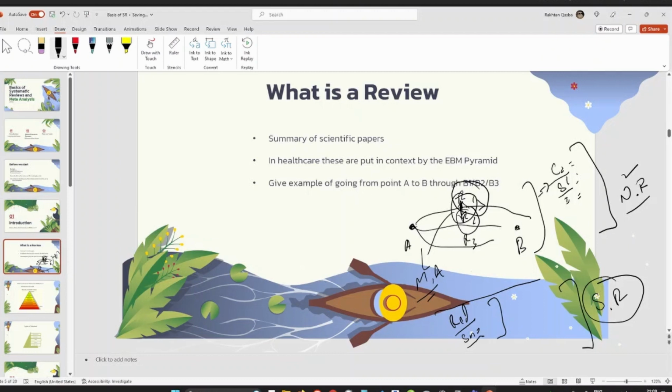So we can come into these three reviews. This is a narrative review, a systematic review, and a meta-analysis. We can move forward into a network meta-analysis. We can move forward into umbrella reviews.